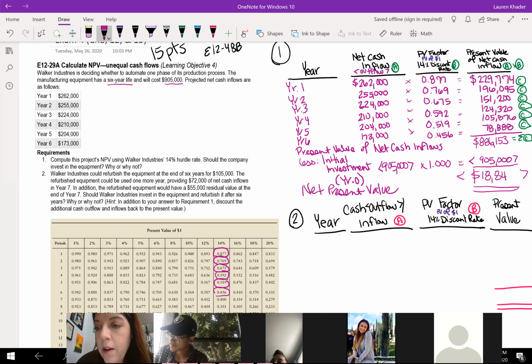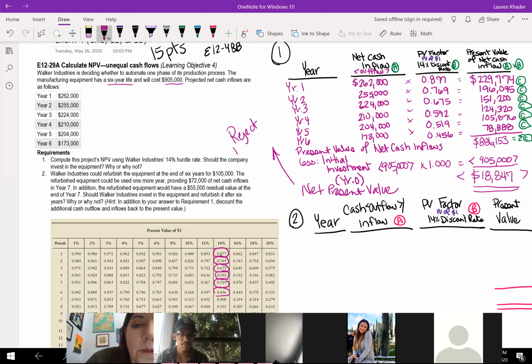18,847. For this first investment, what would you suggest that management does? Net present value is negative, so we're going to recommend that they reject the investment, because this investment's earning less than a 14% return. The net present value is negative.